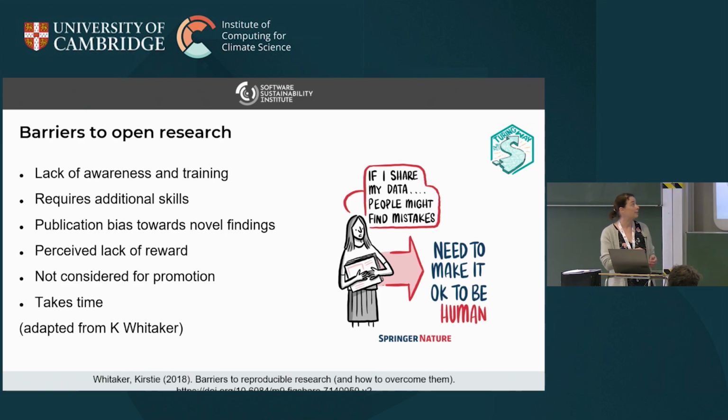There's obviously a publication bias towards novel findings, so it's not the focus of a lot of people's research. There's a perceived lack of reward. I should say I took this from Kirsty Whitaker from the Turing Way, and at first I thought, perceived lack of reward? There is a lack of reward. But then I looked into it a little bit more, and there are some initial studies that show the more open your research is, the more cited you are. So you're likely to get a more citable, slightly higher impact paper if you take the open research approach, because it's something you create. If you create a DOI and then people can cite you, then you're going to get cited more. It's not considered for promotion.